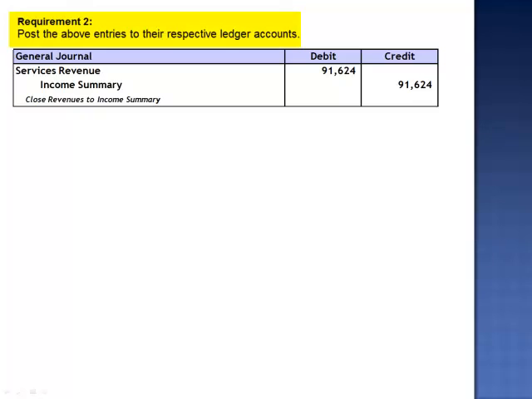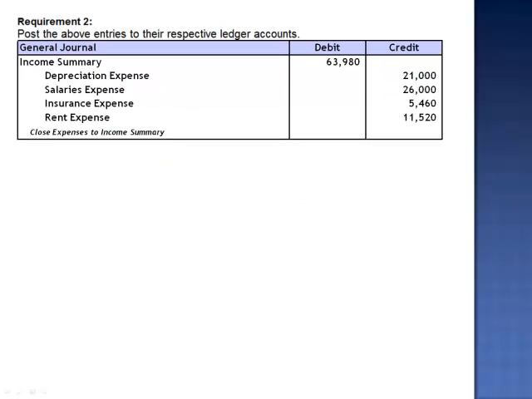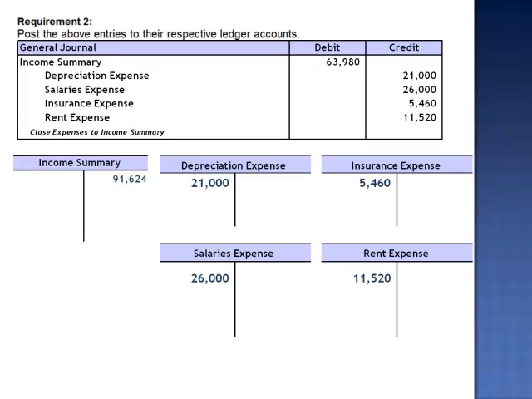Requirement 2 asks us to post the above entries to the respective ledger accounts. Service revenue began with a credit balance, a normal balance of $91,624. This closing entry debits the revenue account and credits income summary. Service revenue now has a zero balance. The second closing entry closed the expense accounts to income summary. We had 4 different expense accounts, each of which had a normal debit balance. To close these accounts, we credit depreciation expense, credit insurance expense, credit salaries expense, and credit rent expense. Total debits to income summary $63,980.